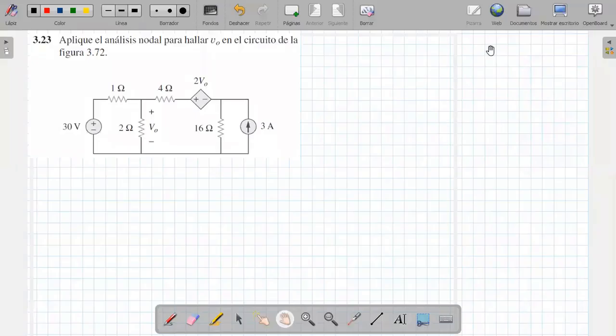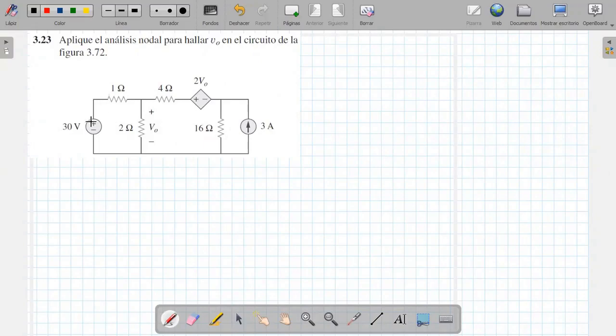Good morning, colleagues. Today we are going to solve exercise 3.23 from the book Fundamentals of Electrical Circuits. In this exercise we are asked to determine the voltage V sub 0 of the circuit by applying node analysis. Well, first we are going to draw the directions of the currents by doing a visual analysis of the sources it has, and then we are going to do the equations.